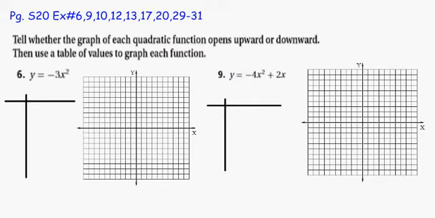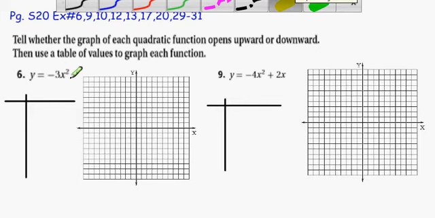All right, here we're looking at problems 6 and 9 on the exercises given to you over the weekend. Tell whether the graph of each quadratic function opens upward or downward. So first of all, we're going to identify the A value, in other words, the number that's multiplying the x squared. We see that it is negative. If the A is a negative number, that means that the parabola is opening downwards. Okay, so in this case, it would be down.